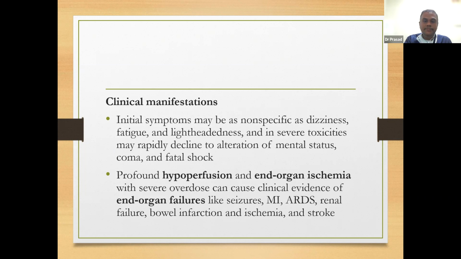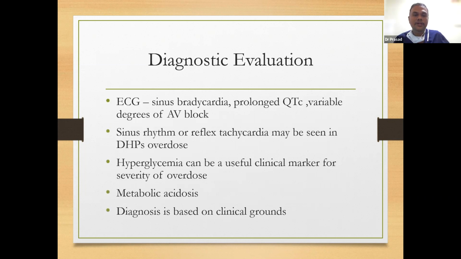So initial symptoms may be as non-specific as dizziness, fatigue, lightheadedness, and in severe toxicities may rapidly decline to altered mental status or coma and a fatal shock. Profound hypoperfusion and end organ ischemia with severe overdose can cause clinical evidence of end organ failures like seizures, MI, ARDS, renal failure, bowel infarction and ischemia, and stroke.